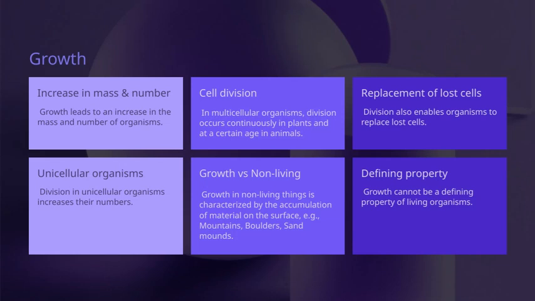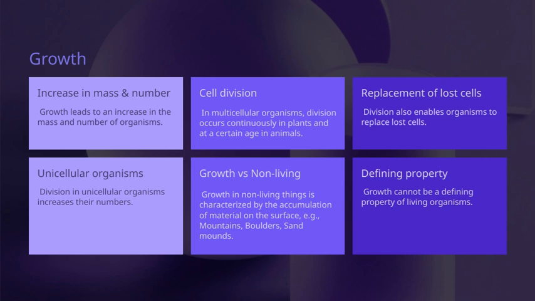Growth cannot be a defining property of living organisms because not everything that grows is necessarily alive. For example, in living organisms, division is crucial because it not only contributes to growth, but also enables organisms to replace lost cells. This process of replacing cells is vital for maintaining health and function. When we look at non-living things like mountains, boulders, or sand mounds, their growth is quite different. It's mainly characterized by the accumulation of material on their surfaces, rather than cellular processes. So, while both living and non-living things can increase in size, the mechanisms behind their growth are fundamentally different.